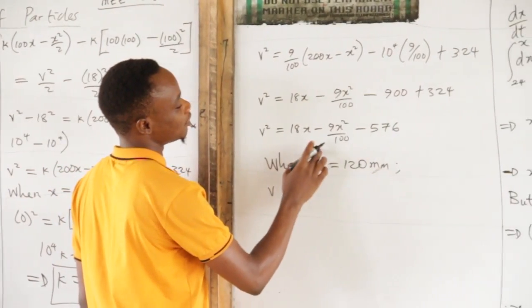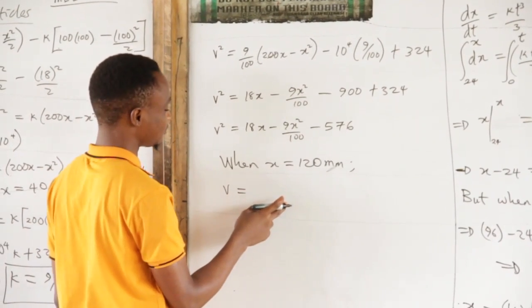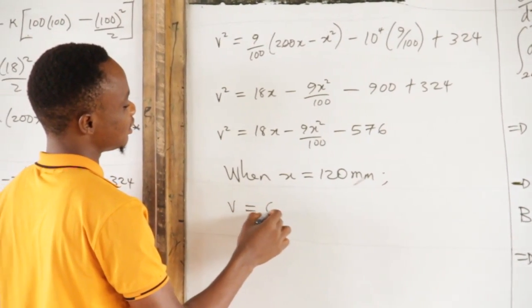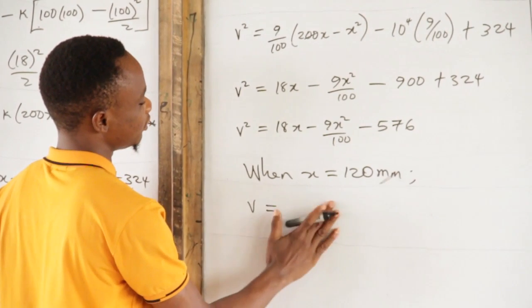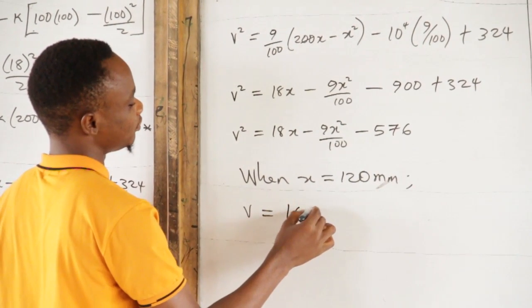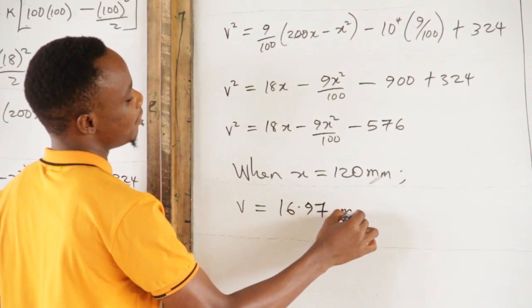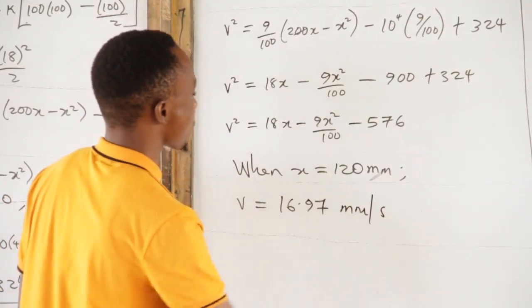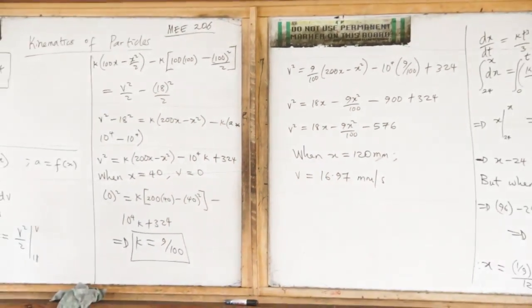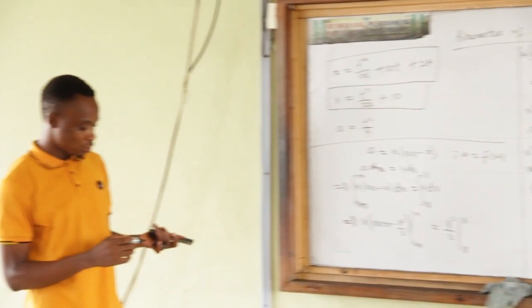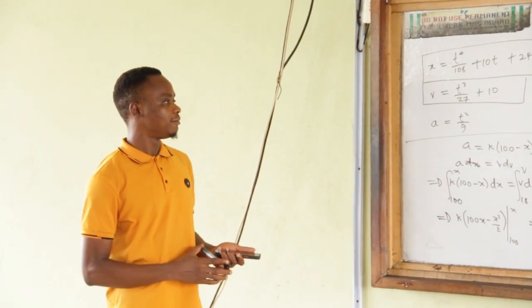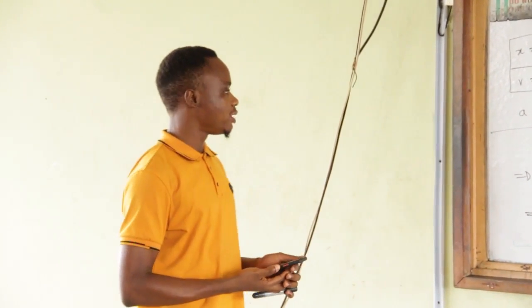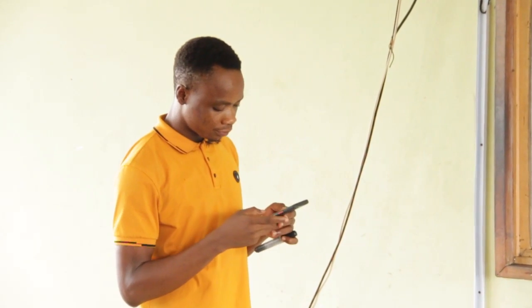x equal to what? What did you get just now? 16.97 mm per second. This is either positive or negative, and either of them can be correct. So we need to find a way to verify which of them is the appropriate one. Let's see if we can get that from the information supplied.